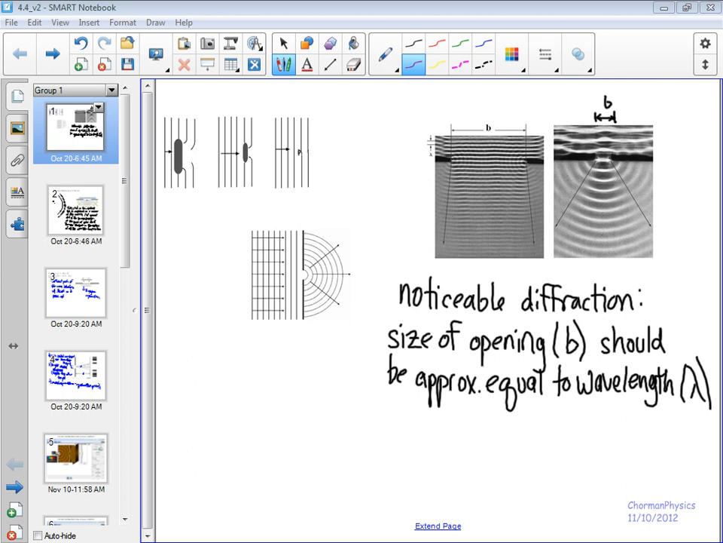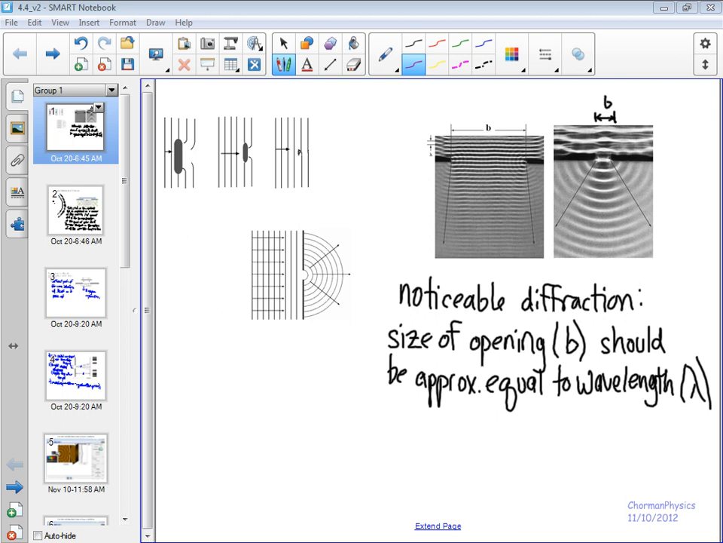Alright, ladies and gents, so this video is about diffraction. What we're talking about today is another property of waves. We're able to determine that light is a wave because it follows a few of the physical phenomena that waves follow.